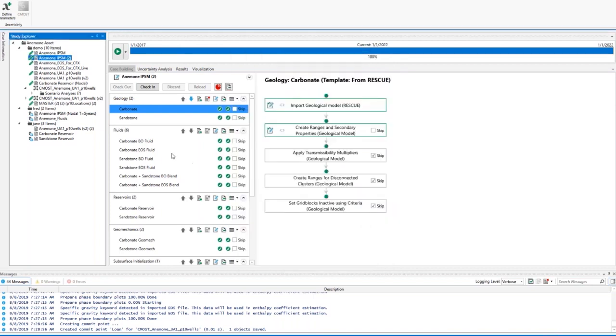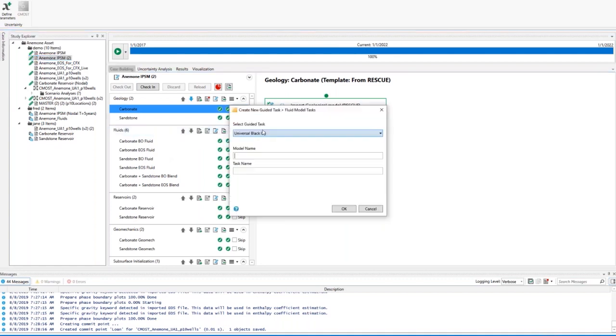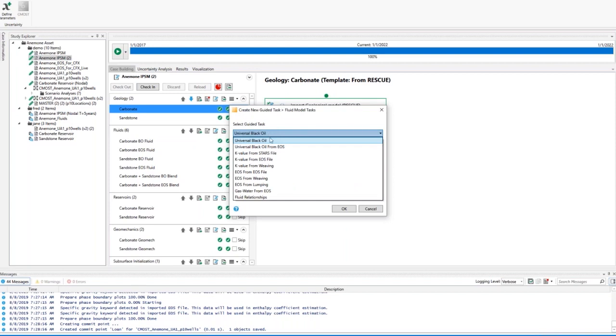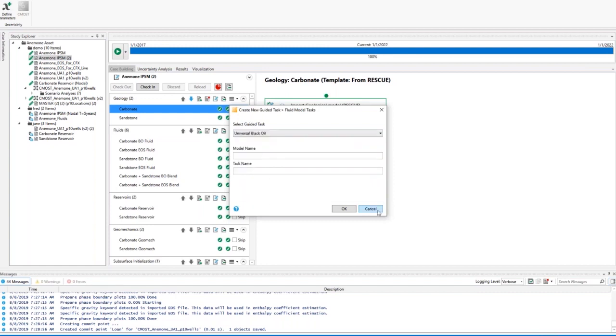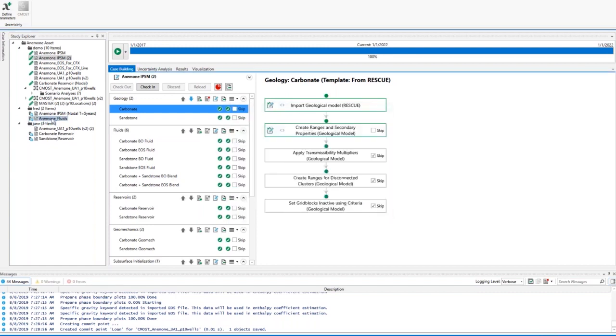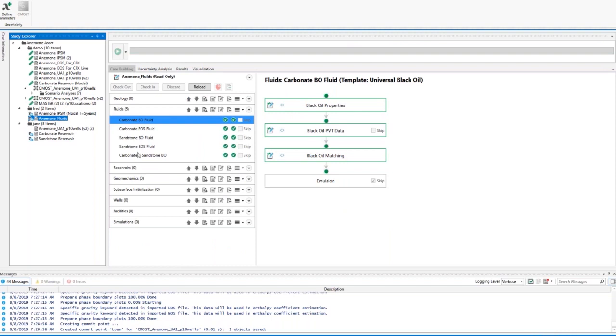So the first thing you see in Coflow is your geology. You've gotten the geological model and everything is set up correctly. And then you go and design your fluids. In terms of fluid, Coflow can handle every single fluid system. You can have black oil systems, K-value systems, or equation of state systems. In this case, Fred has done some work on fluids. So you can see he has designed the black oil fluid system, the EOS fluids, and the combination of the two.